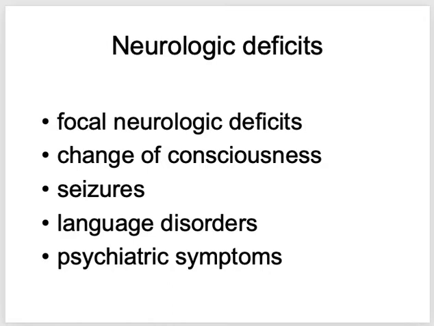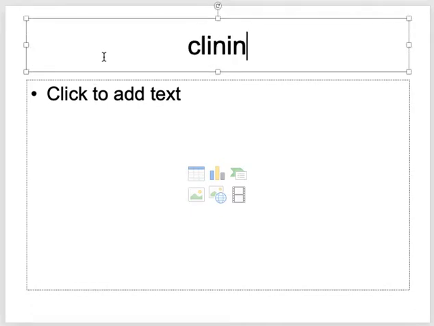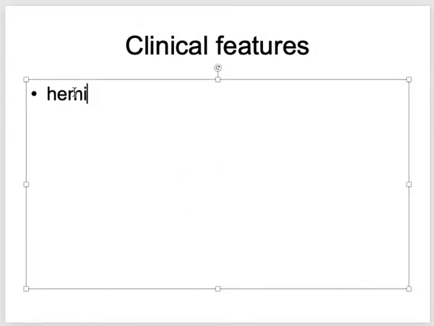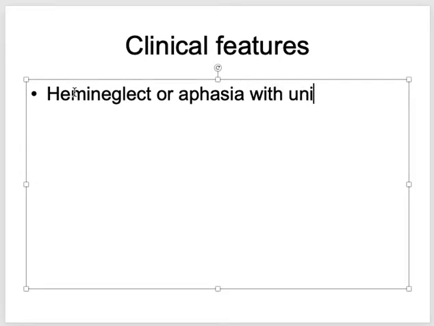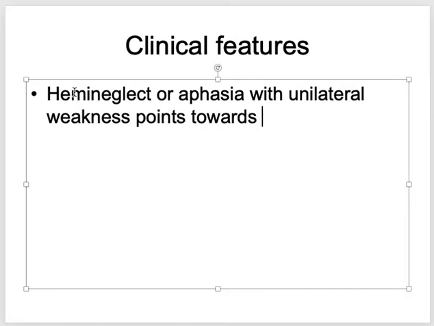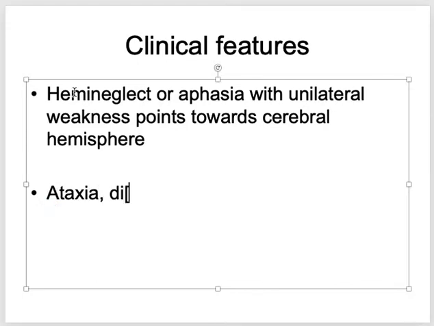So what I'm saying is someone who has hemi neglect or aphasia with unilateral weakness points towards the cerebral hemisphere, right? Okay, and someone who had ataxia as well as diplopia.